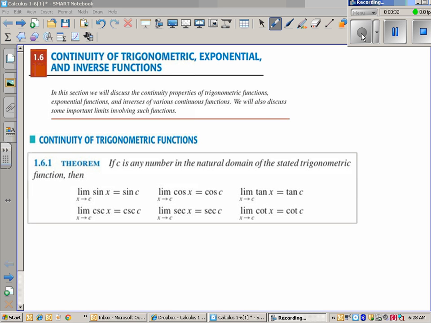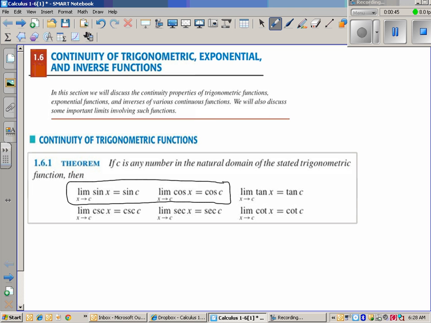So in the box on the page, you can see 1.61 theorem. These are just things that you have to remember, okay? Because sine, cosine, and tangent are our parent trig functions. Remember that sine and cosine are periodic functions. Those are continuous everywhere, and therefore the limit is just going to be the function value. So for finding those limits, you're simply going to plug in whatever value you're given for c. So the limit as x approaches pi for the sine of x is just going to be equal to the sine of pi. Okay, that's all that's saying.